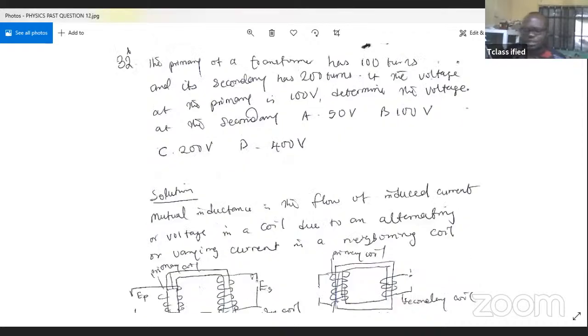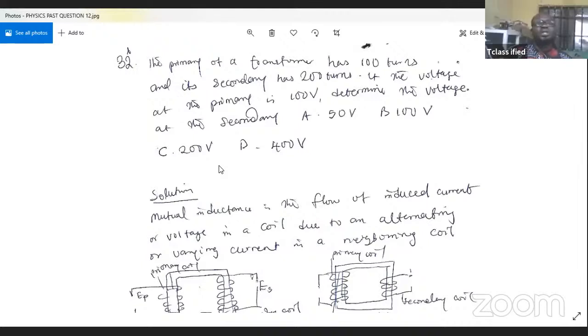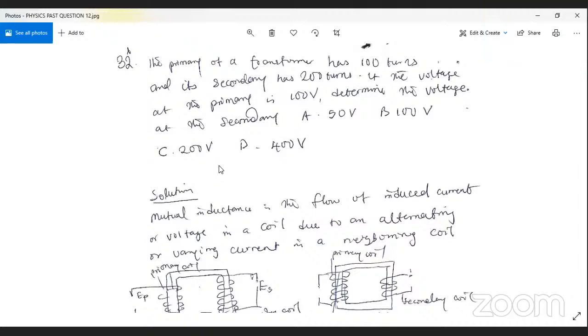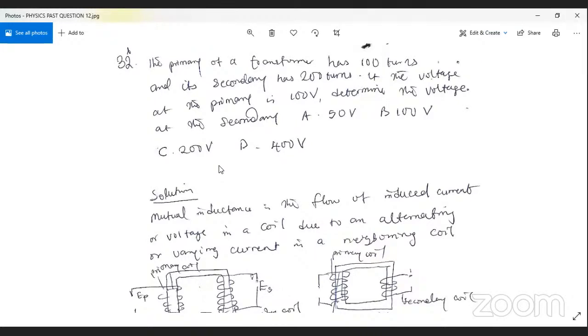Please, if you can see question 32, let me know. I can see it, sir. Okay, the primary of a transformer has 100 turns and its secondary has 200 turns. If the voltage at the primary is 100 V, determine the voltage at the secondary. Option A, 50 volts, B, 100 volts, C, 200 volts, D, 400 volts.